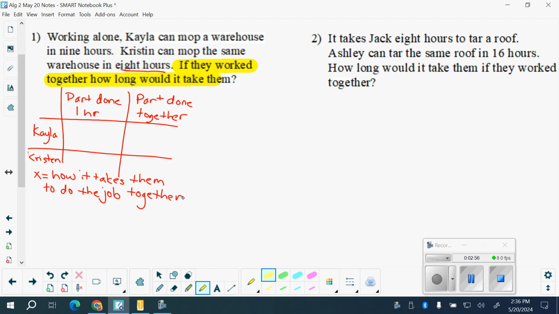Okay, so Kayla does the job in 9 hours. So what part of the job does she do in 1 hour? What do you think about what Ira just said? Yes. So she does 1/9 of the job in 1 hour. So Kristen takes 8 hours. So what part does she do in 1 hour? 1/8.